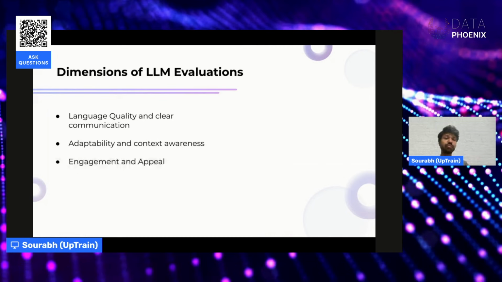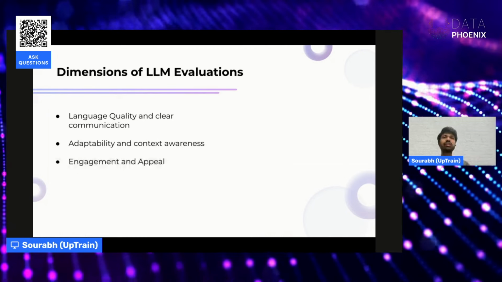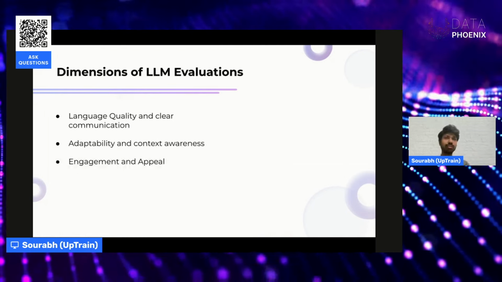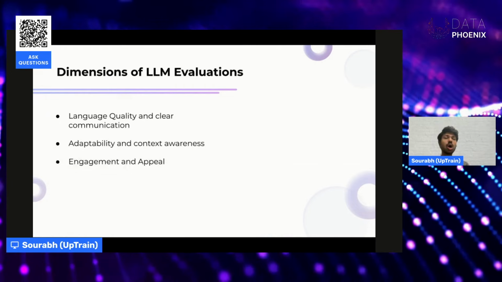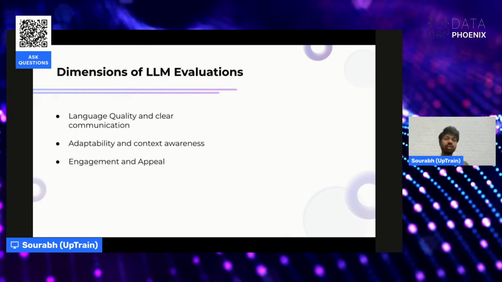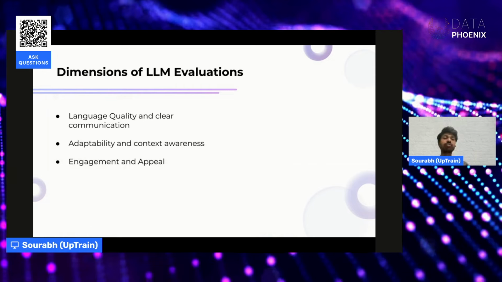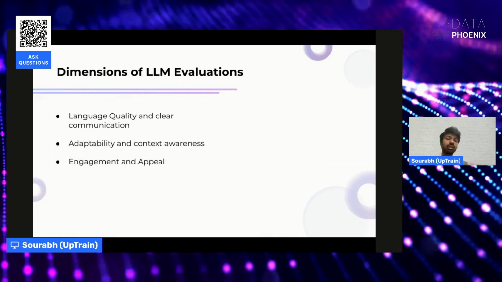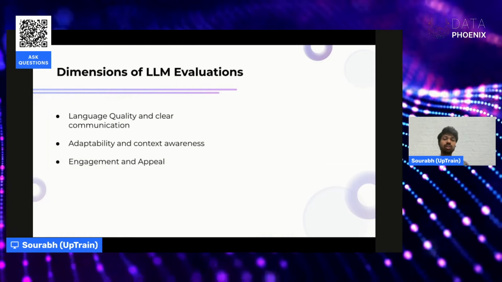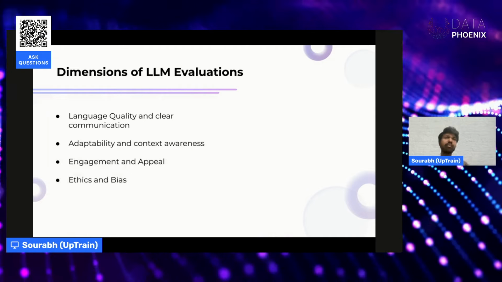Third is the engagement and the appeal. This essentially touches upon the creativity of your LLMs, like how well the model is written, how likely the user is to respond to them, how creative the response is. So it encompasses criteria like those.